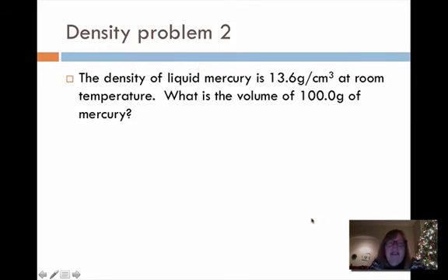All right, let's look at this problem. The density of liquid mercury is 13.6 grams per milliliter. It's a very dense metal. It's the only metal that's a liquid at room temperature. So that's our D. Wait, 13.6 grams per cubic centimeter. A cubic centimeter is centimeters cubed. It's called a cubic centimeter.